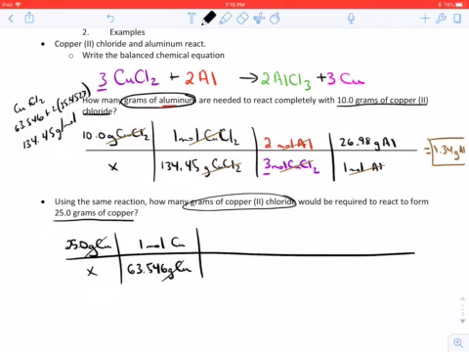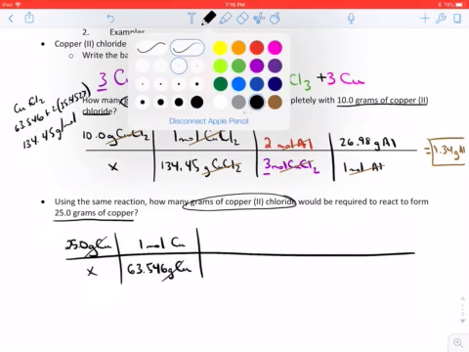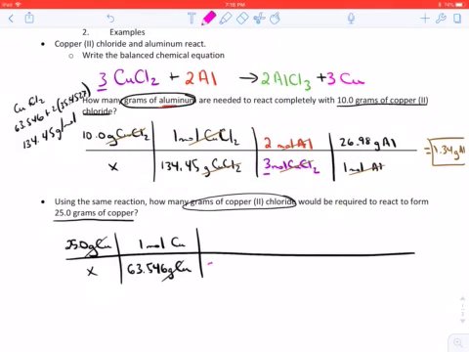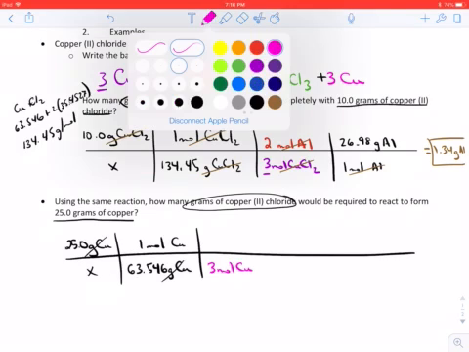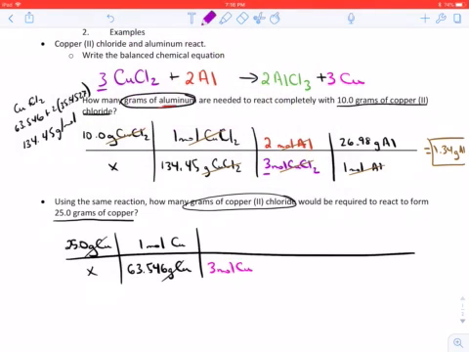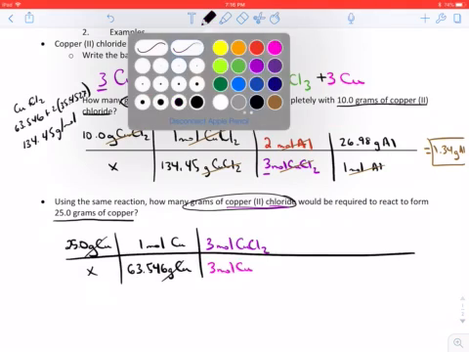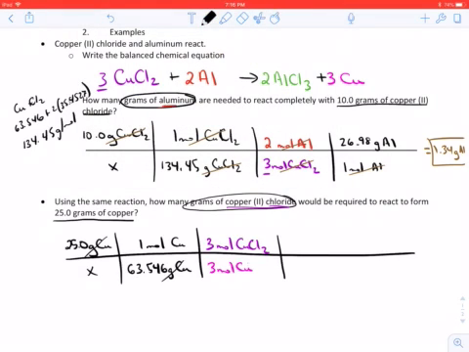Our next step is to do our mole to mole ratio. We're going to put where we've been, which is 3 moles of Cu on bottom. And on top, we're going to put where we're going or what we're looking for. So we're looking for copper 2 chloride. So we're going to put 3 moles of CuCl2 on top. And this is what we've been working on. That's what we did last week. If you notice, moles of Cu have canceled now.